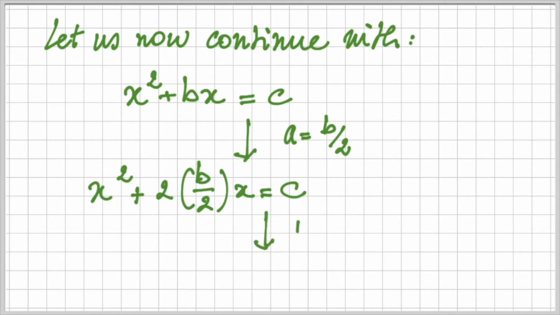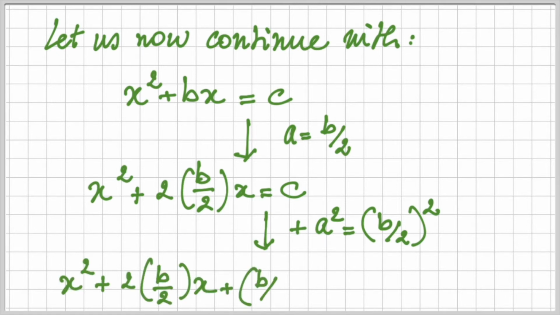The next step is adding a², which in this case is (b/2)². We have to add it to both sides to keep the left and right hand side equal to each other. So we find x² + 2 times b/2 times x + (b/2)² is equal to c + (b/2)².